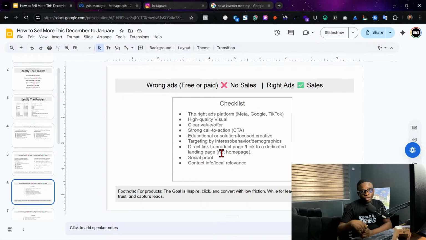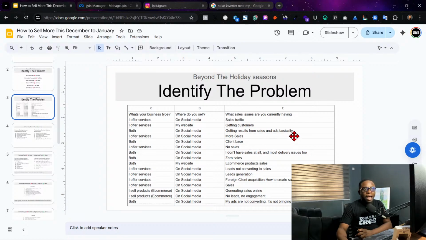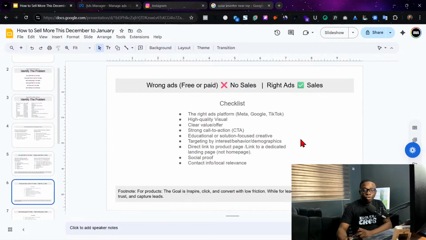Now we understand that we need traffic. One of the questions someone asked here was, my ads are not working. If you can see it here, one person said no leads, no engagement, meaning they've probably been running ads but are not getting results from sales and ads basically. So ads on their own are another problem, right? So what can you do to have better ads?